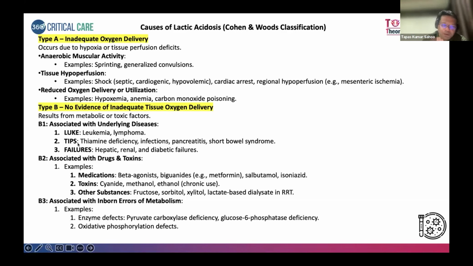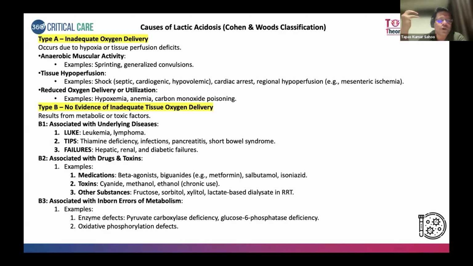Easy to remember: thiamine deficiency, infections, pancreatitis, short bowel syndrome. And the third one would be all types of failures: hepatic failure, renal failure, diabetic failure. Diabetic failure would be diabetic ketoacidosis or HONK. So these are the underlying diseases that would be resulting in type B lactic acidosis. Now, B2 would be associated with drugs and toxins.